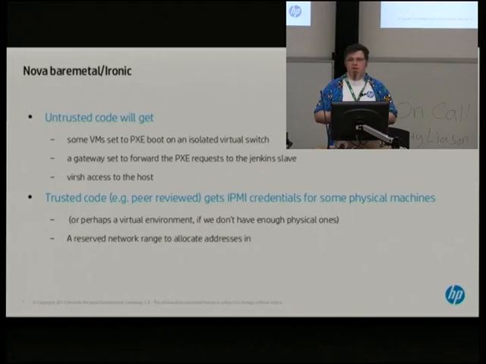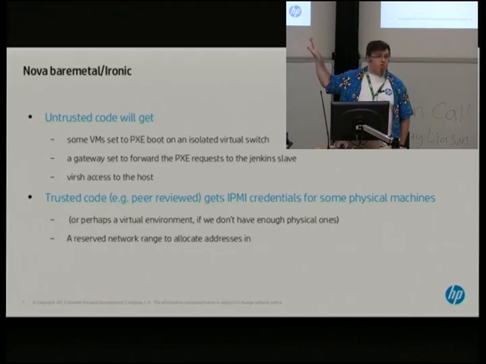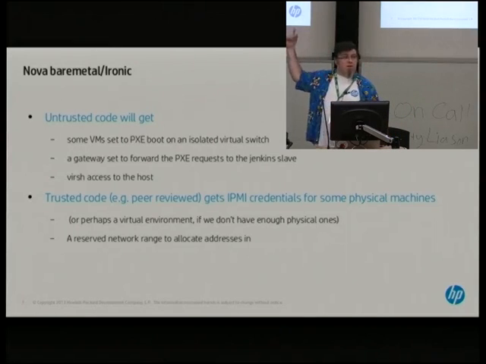Nova is an API for getting machines from a hypervisor. So you can use Nova to get physical machines with Nova Bare Metal or Ironic. You can use it to get virtual machines with KVM or Xen, and you can use it to get containers with LXC or Docker. So the context here is specifically about physical machines. We're testing the code path that's used to provision physical machines, and that code path can be tested with some caveats on virtual machines, which is why the untrusted path using VMs is still a valid test scenario. It won't catch everything, but it will catch a large chunk of the things that can go wrong.